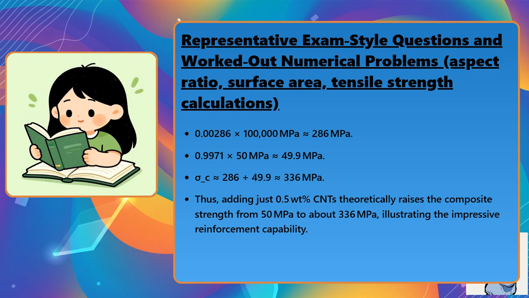Thus, adding just 0.5 weight% carbon nanotubes theoretically raises the composite strength from 50 megapascals to about 336 megapascals, illustrating the impressive reinforcement capability.